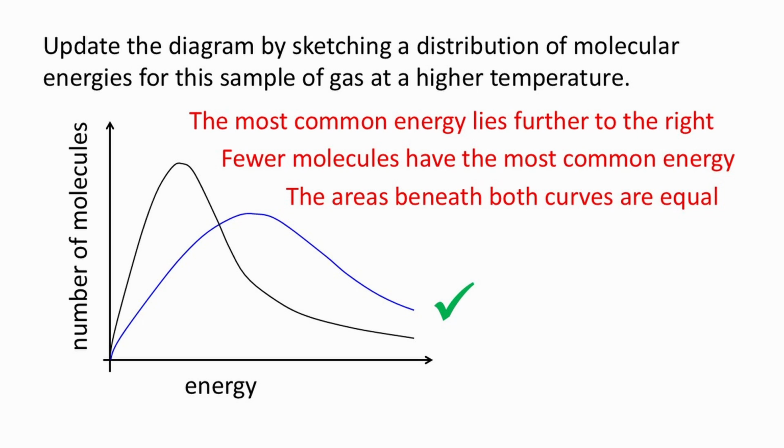The areas beneath both curves are equal. This is because the area beneath the curve represents the total number of molecules. At a higher temperature, there are the same number of molecules. The line in blue correctly represents the distribution of energies of particles or molecules at a higher temperature.